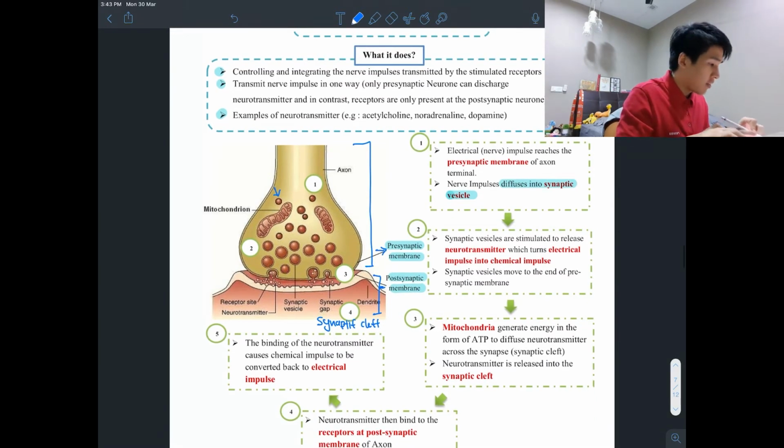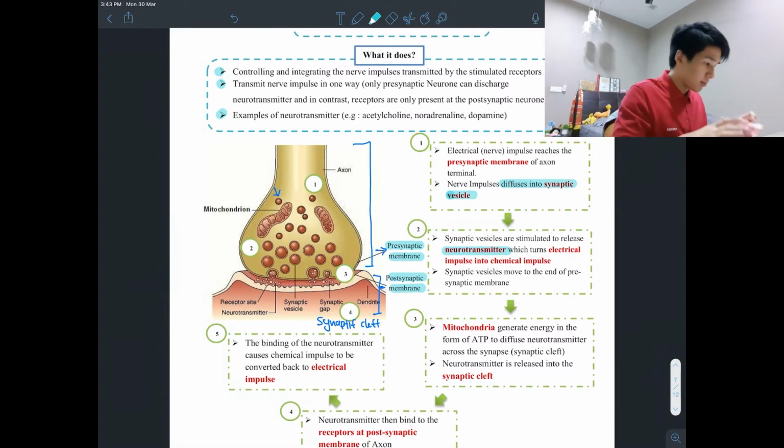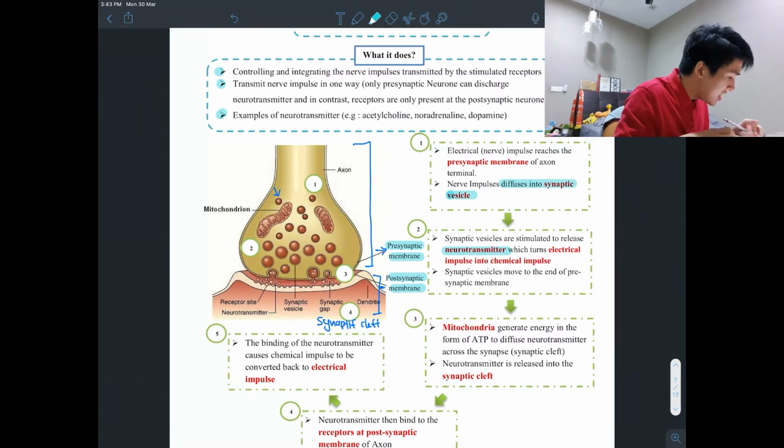So here you have neurotransmitter. They say synaptic vesicles are then stimulated to release a kind of chemical called neurotransmitter. Now, what does neurotransmitter do? It converts just now the electrical impulse into chemical, which turns electrical to chemical impulse.